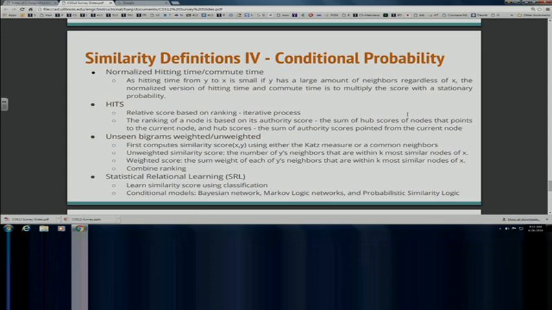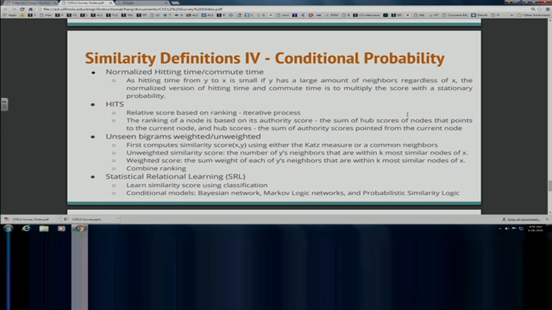And another one is unseen bigrams. It also has a weighted and unweighted version. This algorithm first computes a similarity score using either the Katz measure or common neighbors, and then the unweighted score is derived from the number of Y's neighbors that are within the K most similar nodes of X, and weighted is just the sum of weights of each of Y's neighbors that are within the K most similar nodes of X. So we can see that this algorithm actually combines several things, like Katz measure and common neighbors, with the ranking.